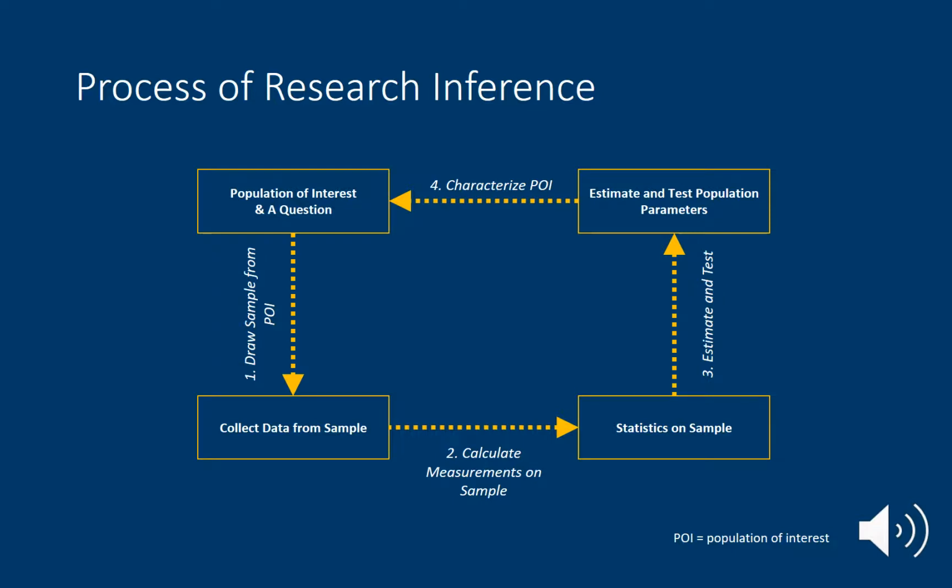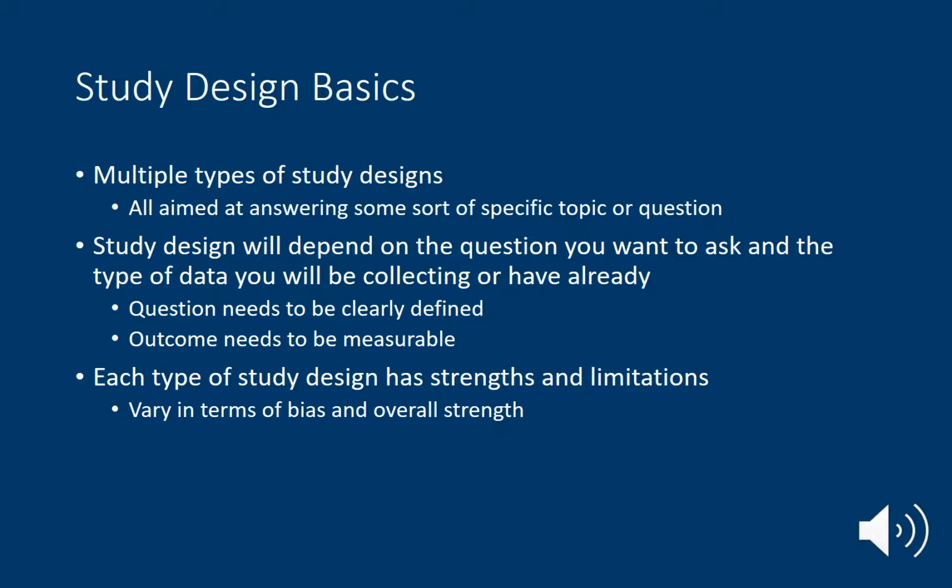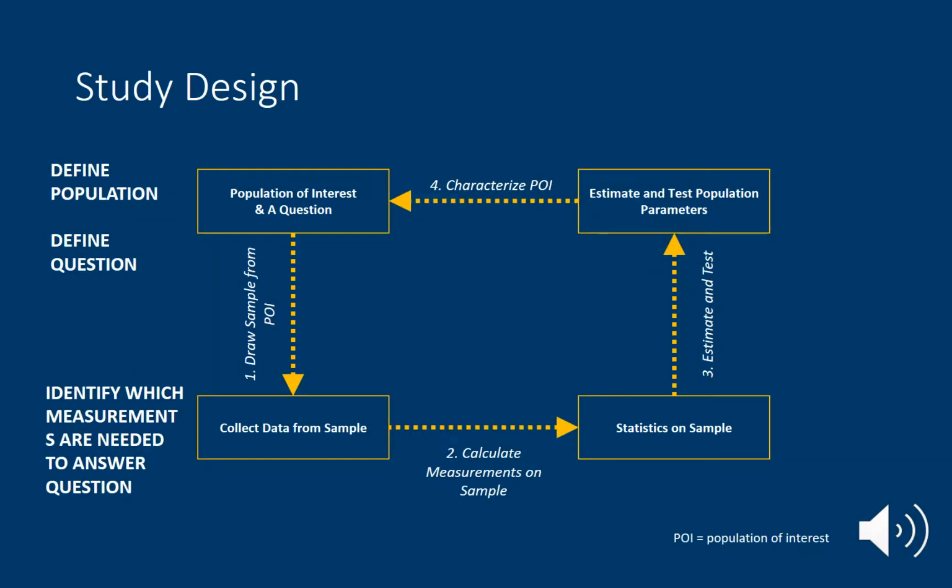So here are some study design basics. There are lots of different study designs, and all of them are aimed at answering some sort of specific topic or question. The study design that we implement will depend on the type of question that we want to ask, as well as the type of data that we're going to collect or that we already have. So the question has to be clearly defined, and our outcome has to be measurable in some way, shape, or form. Each type of study design has its own limitations and strengths, and they vary in terms of bias and overall strength.